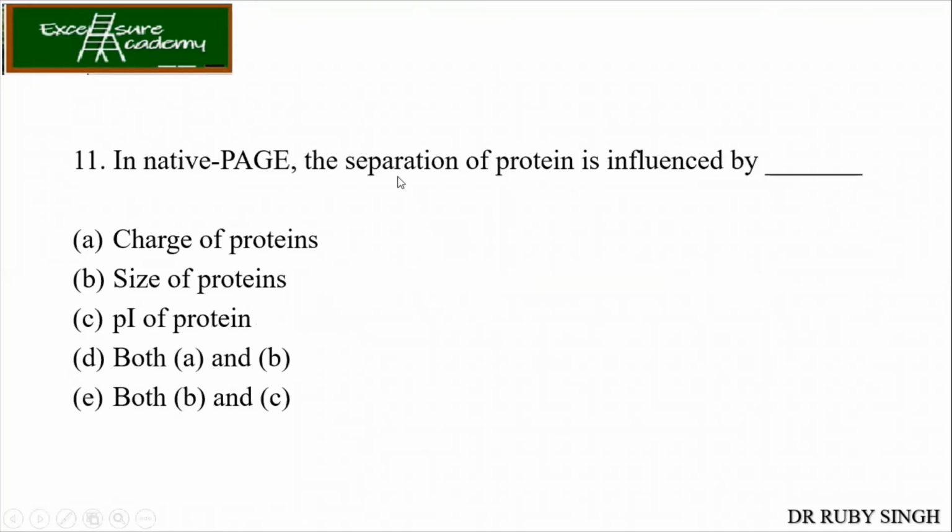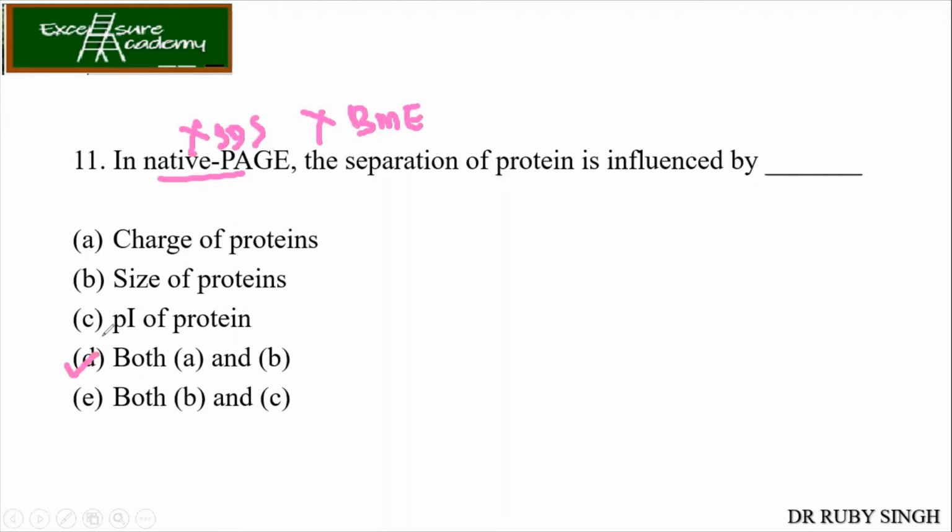In native PAGE, the separation of protein is influenced by dash. Now, in this case, you need to understand that the question asked is for your native PAGE. It means what? No SDS is present, no BME is present. Okay. So, charge of the proteins and size of the proteins is there, then pI of the protein is there. Now, from here, option D is the correct answer.